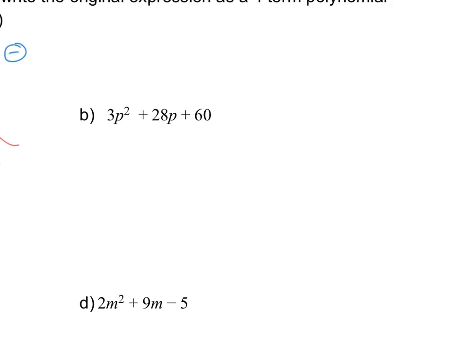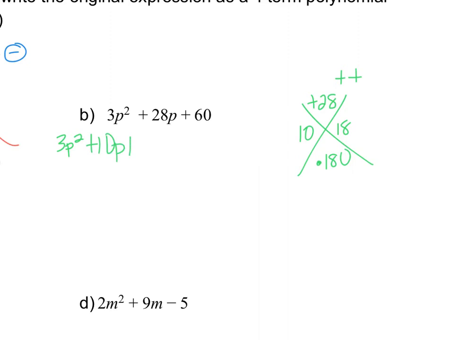So first, let's see, can we factor anything out of all 3 terms? Unfortunately, no, we cannot. So let's just get after it. So we're going to see what adds to be 28 and multiplies to be 180. Oh, this one, it's going to be 2 positives because all of the numbers are positive. So this would be 10 and 18. So it'll be 3p squared plus 10p plus 18p plus 60.